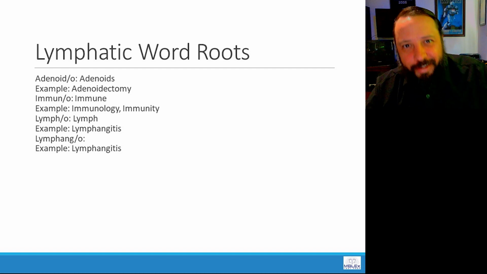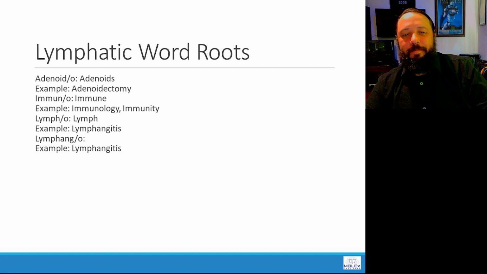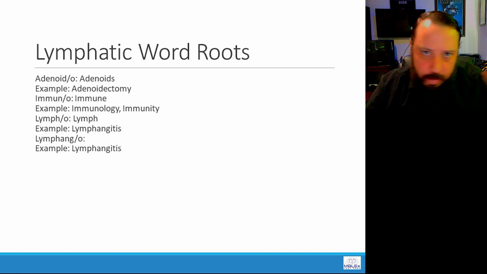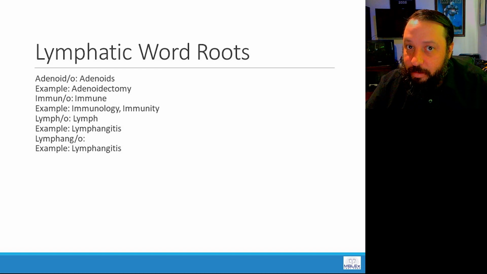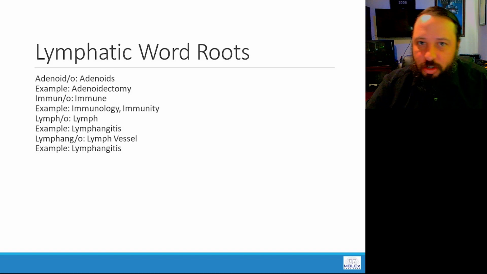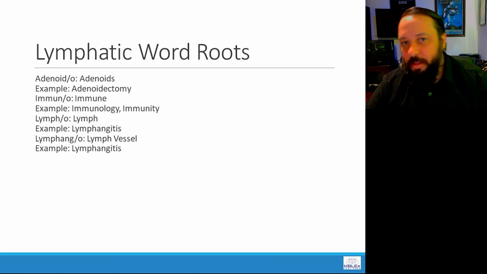Lymphangio, how about that? Look at our next term. Lymphangitis, of course, inflammation of what? What does angio mean again? It goes back to our cardiovascular word roots, right? Angio means vessel. So inflammation of a lymph vessel is lymphangitis. Lymphangio means lymph vessel. Okay.